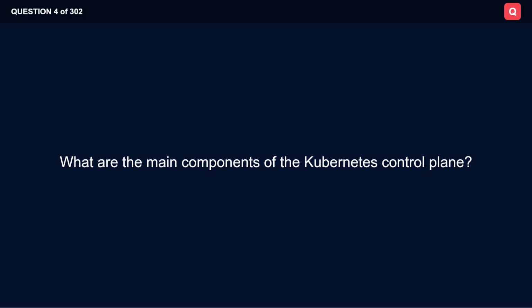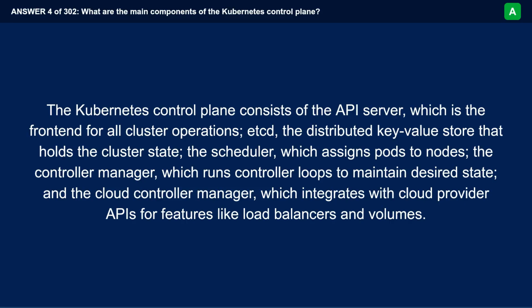What are the main components of the Kubernetes control plane? The Kubernetes control plane consists of the API server, which is the front end for all cluster operations, etcd, the distributed key-value store that holds the cluster state, the scheduler, which assigns pods to nodes, the controller manager, which runs controller loops to maintain desired state, and the cloud controller manager, which integrates with cloud provider APIs for features like load balancers and volumes.